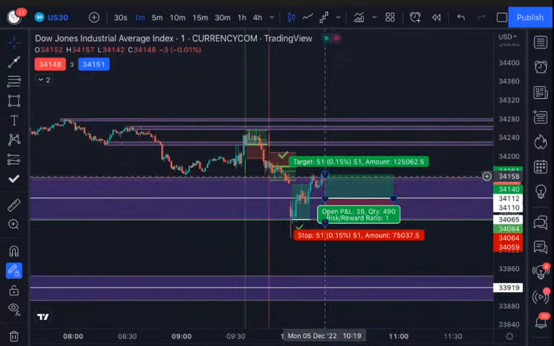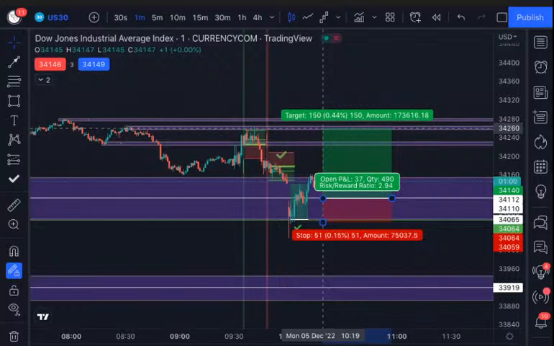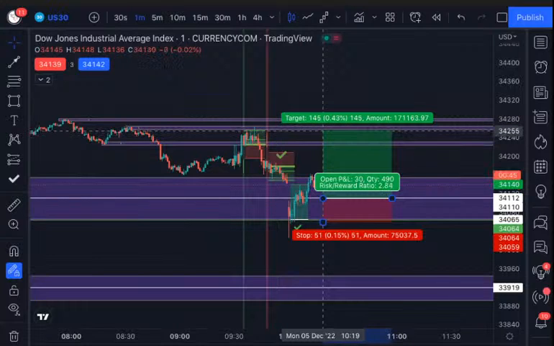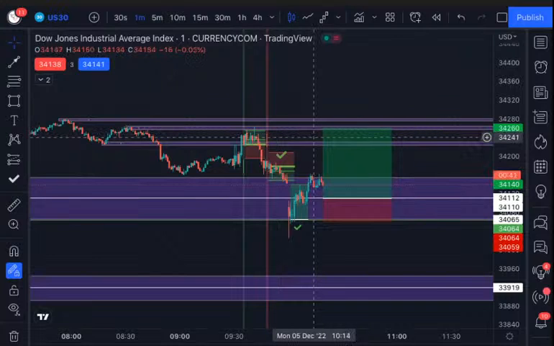And then the 1-to-1 is already at the top of the zone, back to the top of the zone. And if it breaks through, we can take it to the highs for like 3-to-1, because we have that other zone up there at 3426. That's a perfect 3-to-1 right there to that zone.